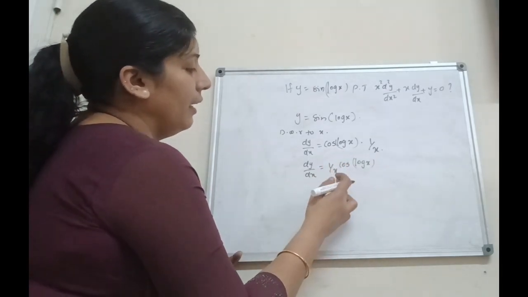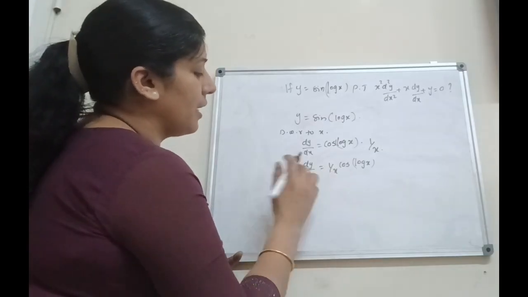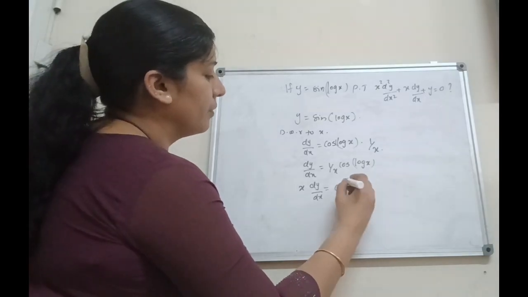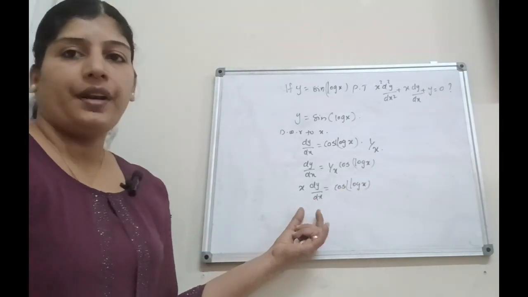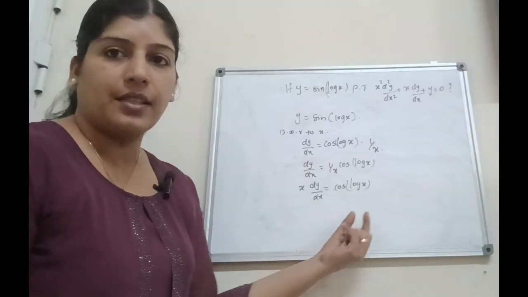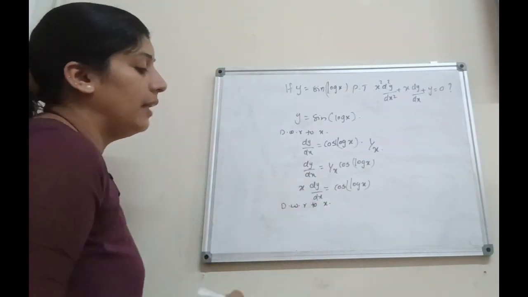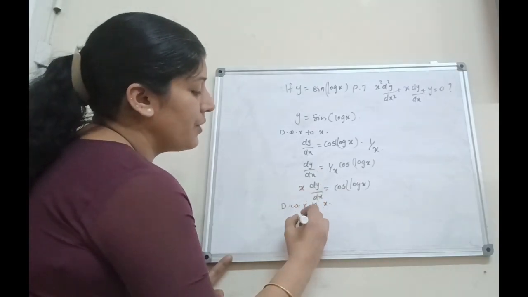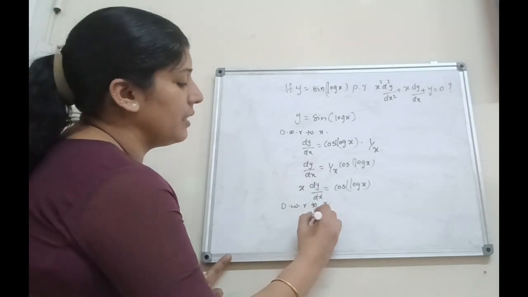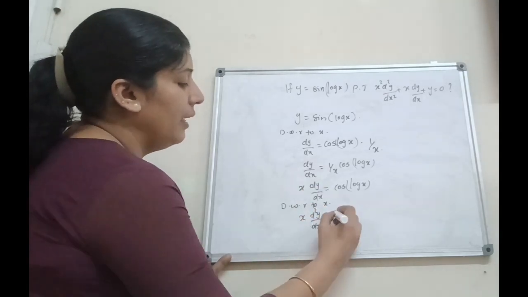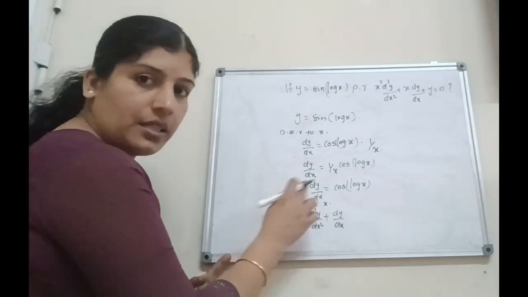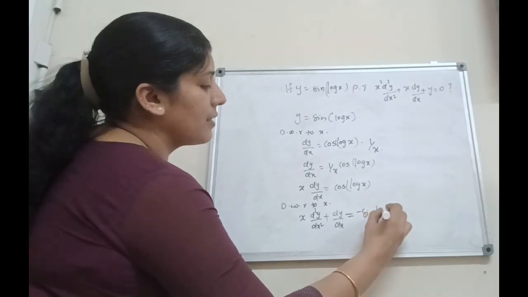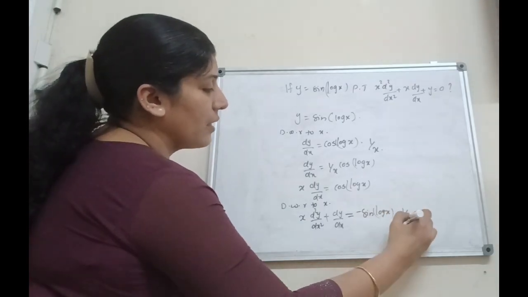Therefore, next we can consider x into, we have to take this x on this side. That is x into dy by dx equal to cos log x. Then again, we have to differentiate this function with respect to x. Differentiate with respect to x again. Here x into dy by dx, then we have to apply the product rule. That is first function x into d by dx of dy by dx, that is d square y by dx square, plus dy by dx into d by dx of x, which is 1, equal to d by dx of cos of log x. That is minus sine log x into d by dx of log x, which is 1 by x.